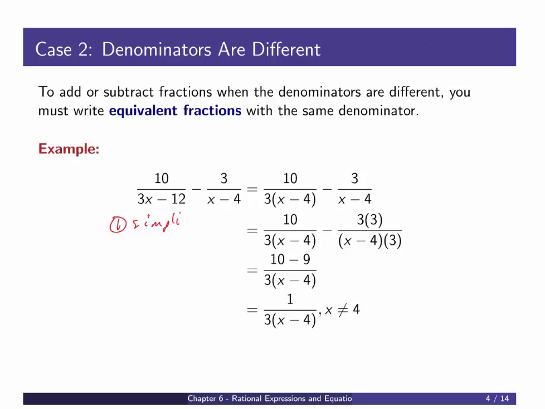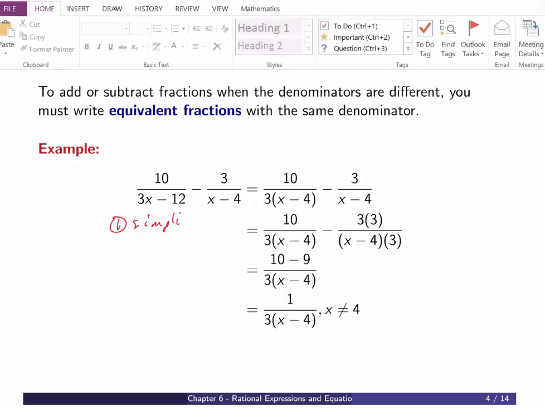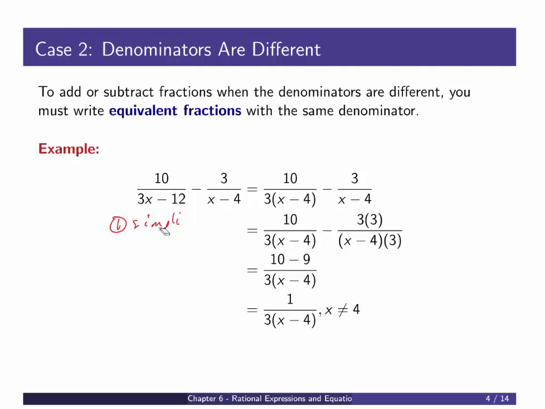Simplify, or I should say factor actually. You're going to factor the denominators first. Notice how this 3 was taken out, and what this will do is make it easier to find the lowest common denominator, what's called the LCD, and that would be the second step: find the lowest common denominator between them.